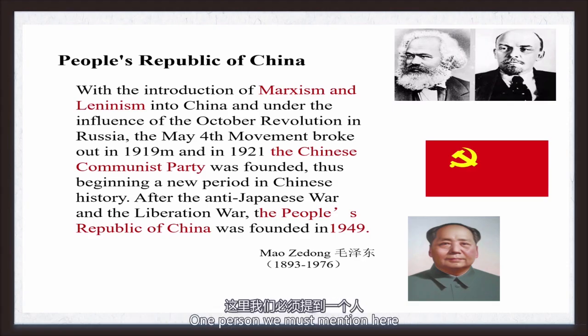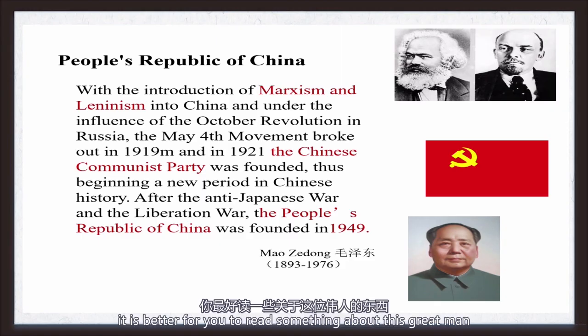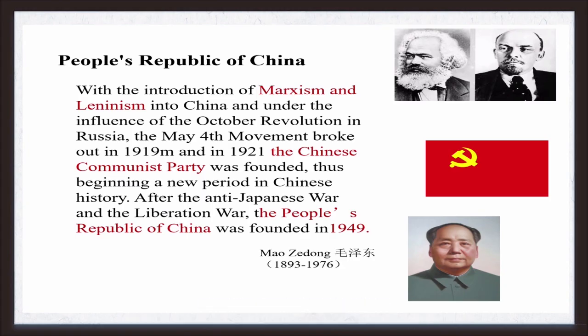One person we must mention here. He is our Chairman Mao, Mao Zedong, the first president of the People's Republic of China, very popular with people in China. If you want to know more about contemporary China, it is better for you to read something about this great man.